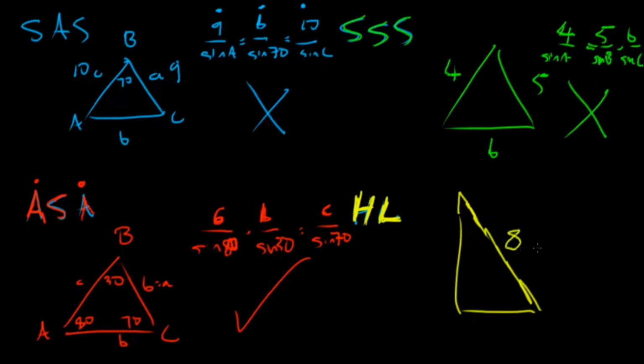Let's go ahead and say this is like 8. And you're given a leg, so let's say this is like 6. All right, you know what? Let's make this 10 and 6. Now it's the right Pythagorean triple.